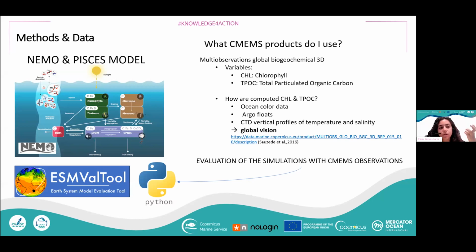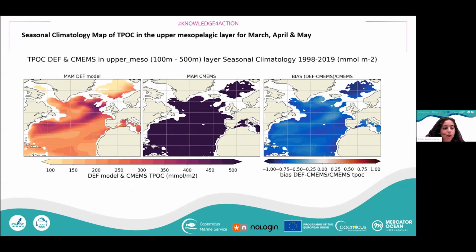Our simulations are evaluated using Python and ESMValTool, an evaluation tool that is partly developed at the Barcelona Supercomputing Center. To evaluate the total POC from our model in the upper mesopelagic layer, from 100 meters to 500 meters, we compare the March, April, and May seasonal climatology for these levels, integrating between these layers, the total POC from our model with the one from Siemens.